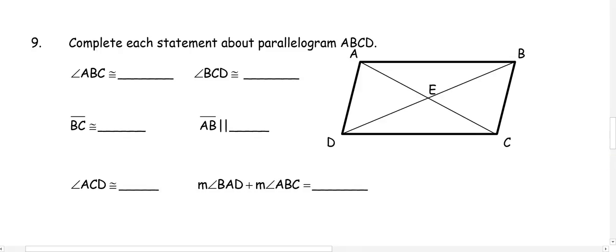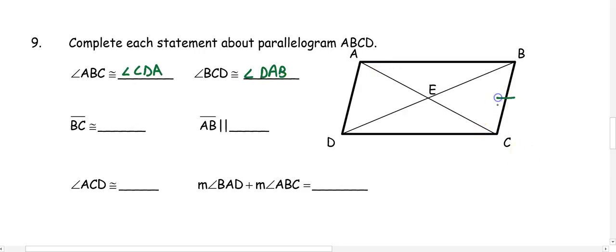So complete each statement about the parallelogram ABCD. So we have angle ABC, which is this whole angle over here, has to be congruent to, remember that the property is opposite angles are congruent, so it must be congruent to this angle over here, which is angle CDA. We also have that angle BCD, so this angle is congruent to its opposite angle, so we would say angle DAB.